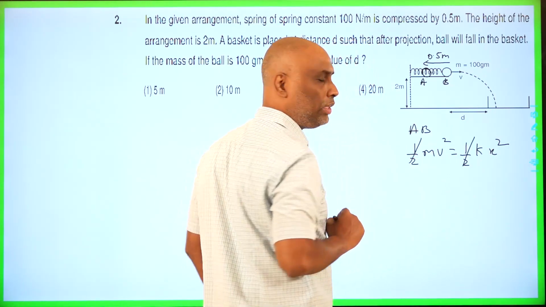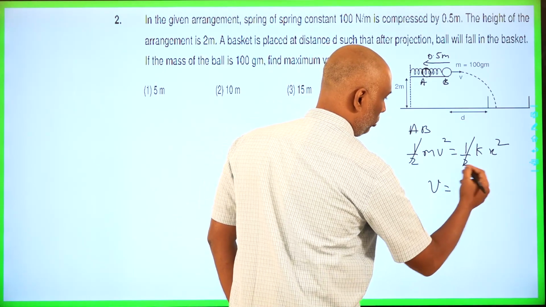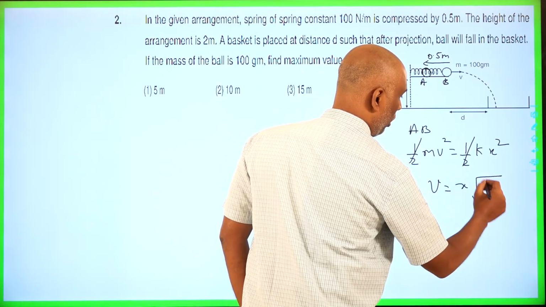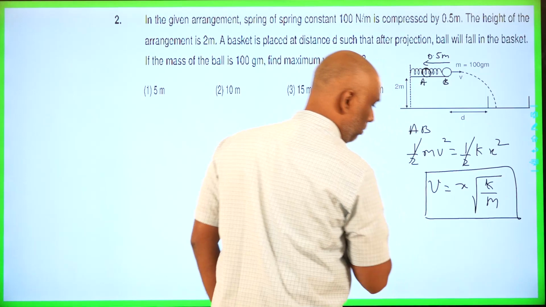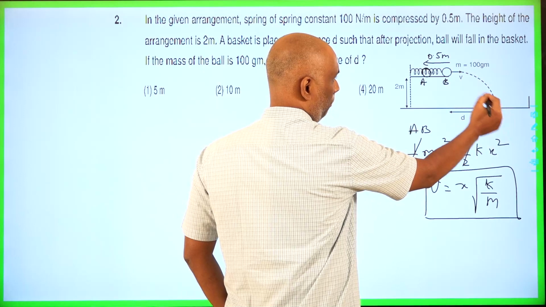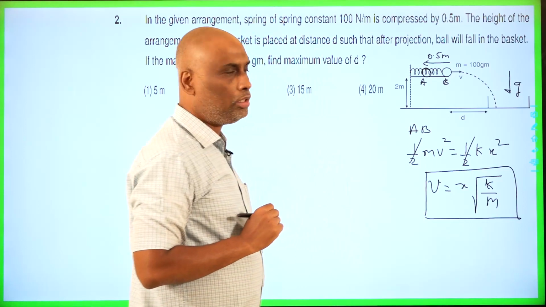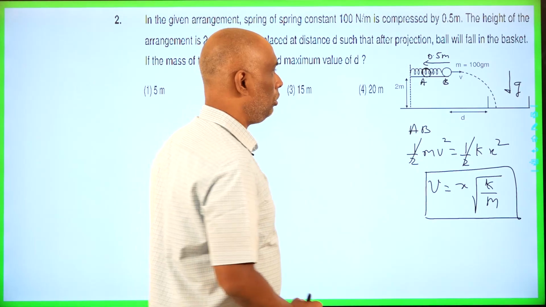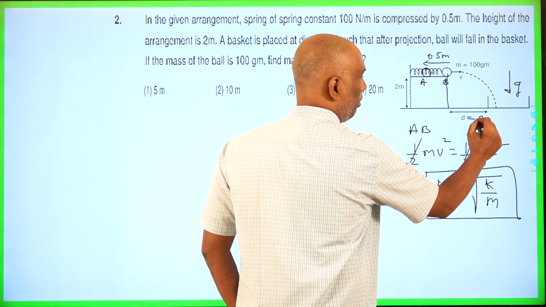Here half and half will get cancelled. When I take m to the other side, the speed with which the body will be projected becomes v equals x into under root of k divided by m. This is the speed with which the body is projected. Now, as the body is projected, it moves like a projectile under the influence of gravity. This is the direction of acceleration due to gravity. It is like a horizontal projectile, with the body projected from a height h. So, the distance covered by the object, this value of d, will become equal to the range of the object.